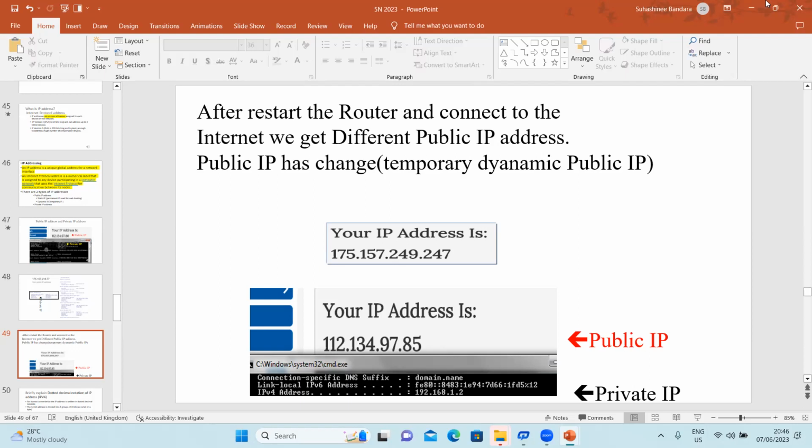No need, you know how to find out the public IP and private IP. If you don't know, just write it down. We find the public IP address by typing "what is my IP" in Google. Then the private IP, we can find it by ipconfig.